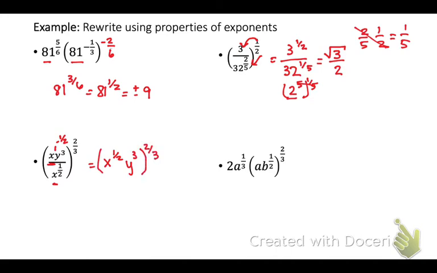2/3, and then I have to distribute these in. So 1/2 times 2/3 is 1/3. And then 3 times 2/3 is 2. So y squared is no longer in a root, is it? But this is a what? What root? Cubed root. So we have y squared, the cubed root of x.